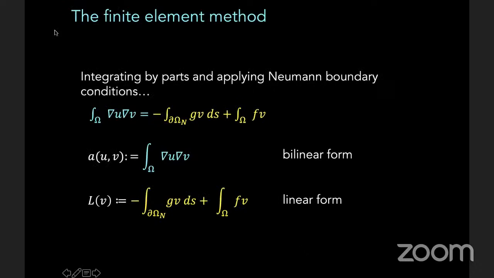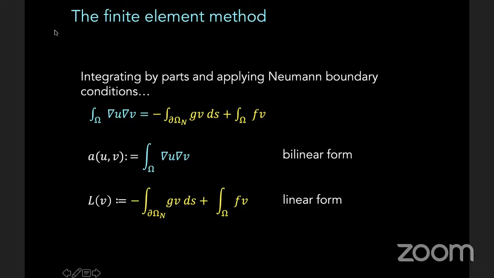And this is why you need the structure of a vector space. Coming back to your question, let's see what actually has happened. So our Poisson equation has been turned into a product of gradients, Neumann boundary condition, and your original source term.